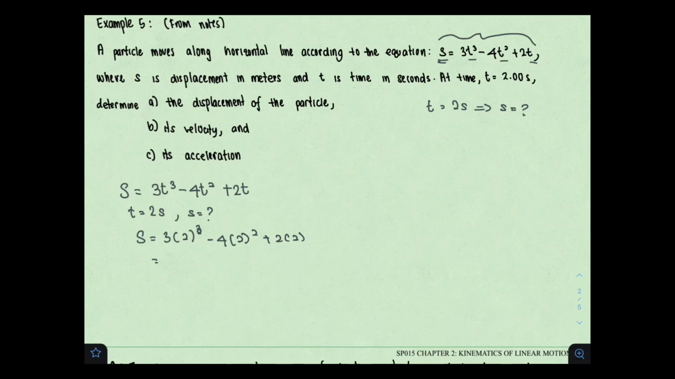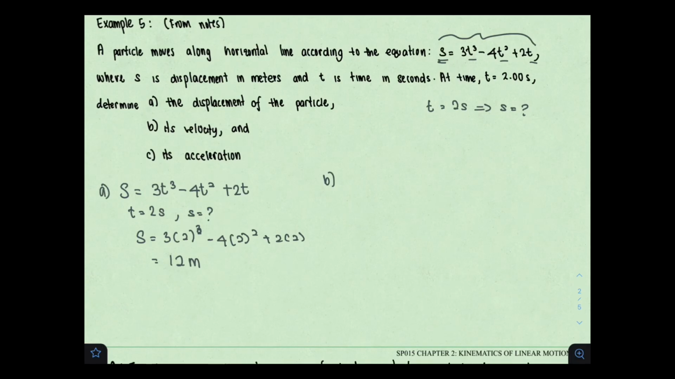And then plus with 2, we get 12. 12 what? Meters. Don't forget to write the unit. We are talking about displacement. So 12 meter here. Okay, so at the second second, we have displaced 12 meters. So the next question here is B.